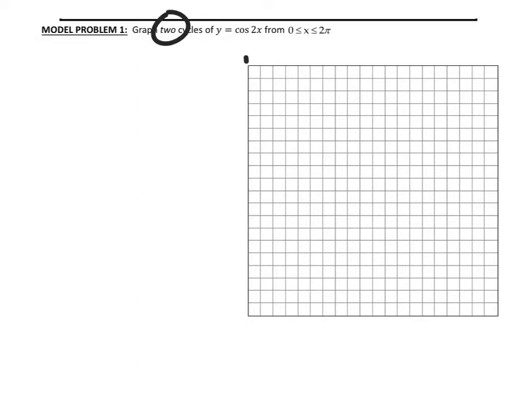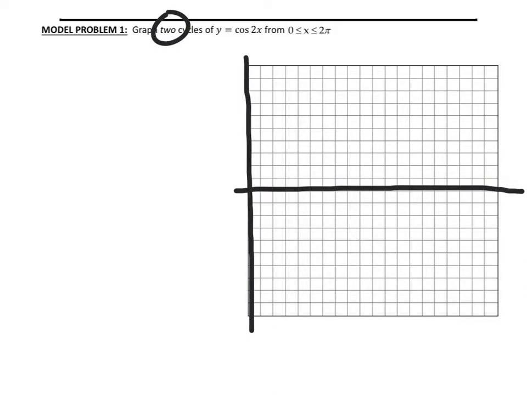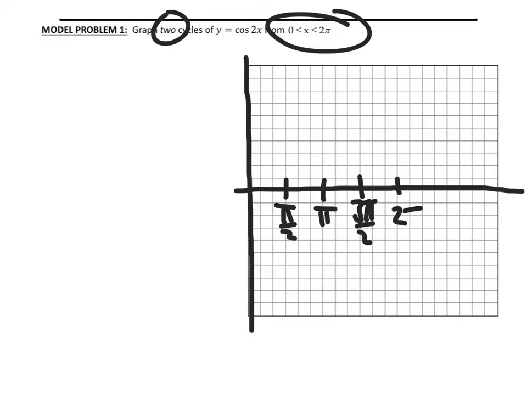So the first thing I'm going to do is sketch my axis, my y-axis over here, my x in the middle, and I'm going to make sure I count out from 0 to 2 pi. Now they just have to be evenly spaced, so I'm going to go every 3 blocks or so. So pi over 2, pi, 3 pi over 2, and 2 pi. Okay, so the first thing I do is set up my grid.